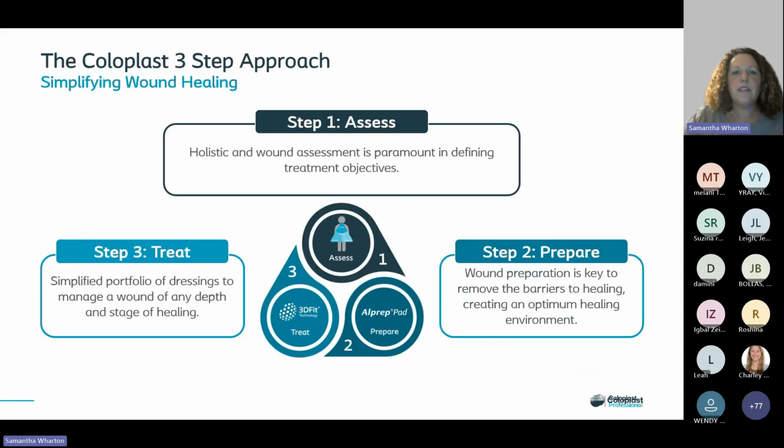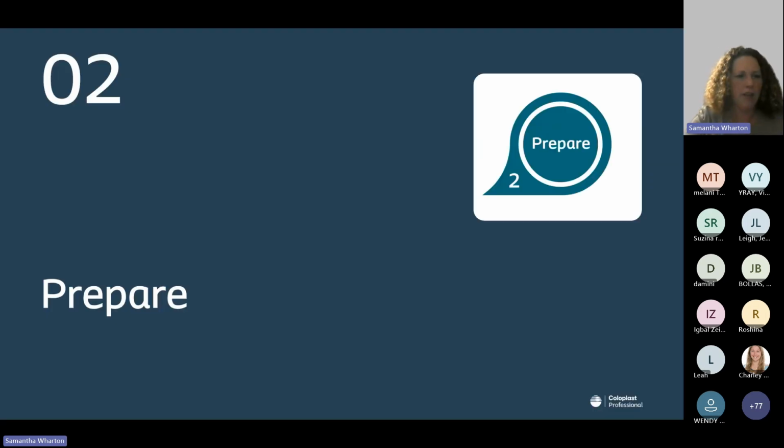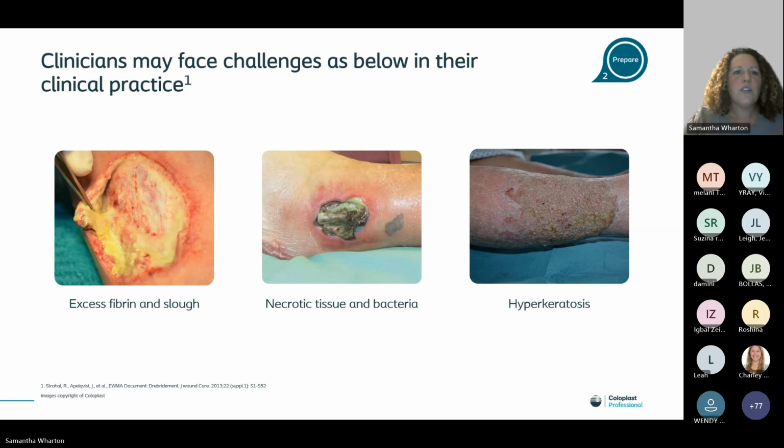So we've gone through step 1, which is our assessment, and now we're going to move on to step 2, which is prepare. When we're working, we may face lots of challenges, and these are just some of the examples. These wounds are quite challenging in their presentation.